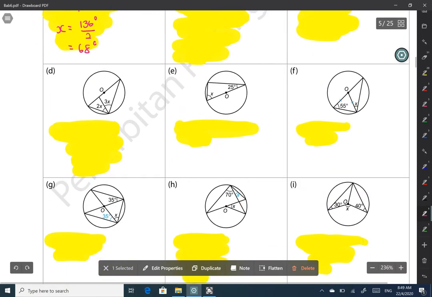Question D. How to get the value of X? This is diameter. 这条是半径. 这条是直径. So the angle here is 90 degree. So 2x plus 3x is equal to 90 degree. So 5x equal to 90. So your x is equal to 90 divided by 5, you get 18.